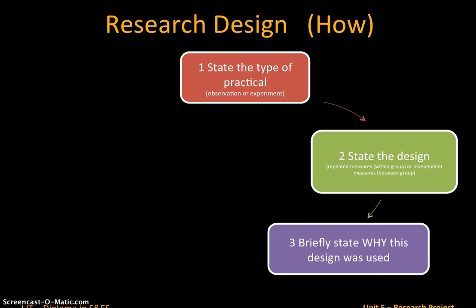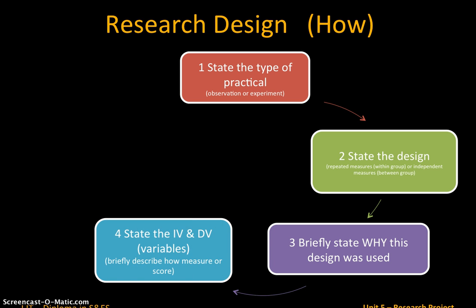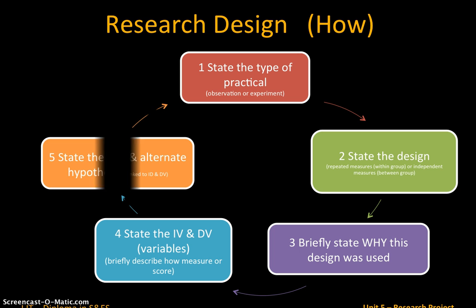Acknowledge why you used this group and the relevance of it in the context of your project. You need to state the variables, so the independent and the dependent variables, and acknowledge how you're going to measure or score your data. So is it scores, is it VO2 max, is it, what is it? And then finally state the null and the alternate hypothesis, linking it of course to the IV and the DV.